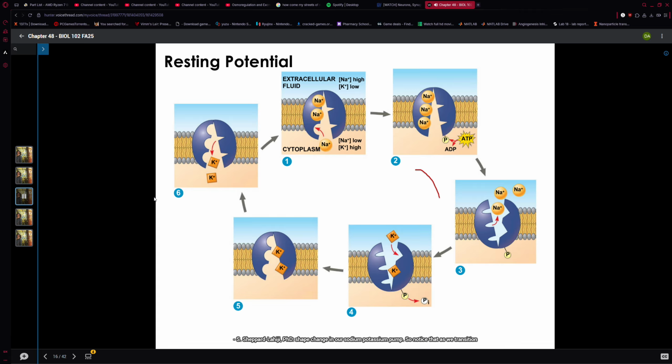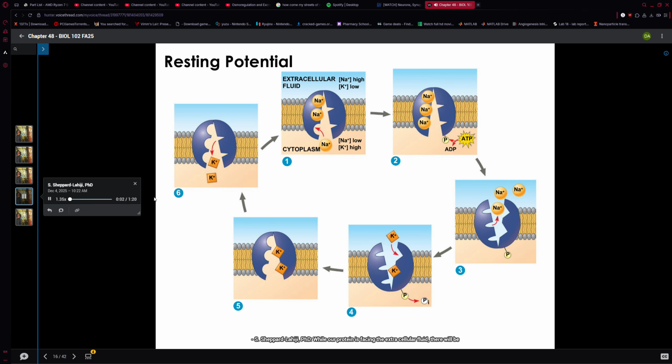So notice that as we transition from 2 to 3, we go from having a protein facing the cytoplasm to one facing the extracellular fluid. Now, mechanisms that are beyond the scope of this course cause that conformational shape change, and there's also a shift in affinity or attraction of the sodium ions for these binding sites, and so they will dissociate and enter the extracellular fluid. So now we've allowed for 3 sodium ions to go against their concentration gradient and enter the extracellular fluid.